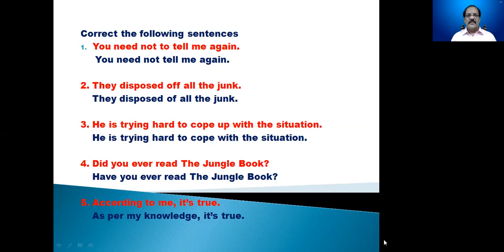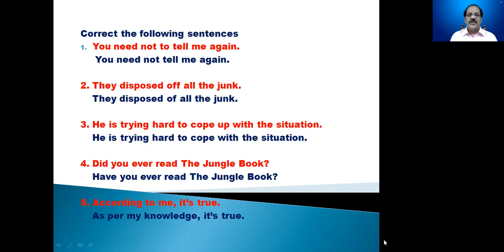Did you ever read the Jungle Book? So did you ever read the Jungle Book is a question, but you are asking him whether he has already read it or not. So the right expression should be, have you ever read the Jungle Book? You will get the answer either yes or no. That means you are giving importance to the activity. So better use the present perfect tense, like have you ever read the Jungle Book, which is more appropriate, especially when you are asking others about whether they have already read or not.